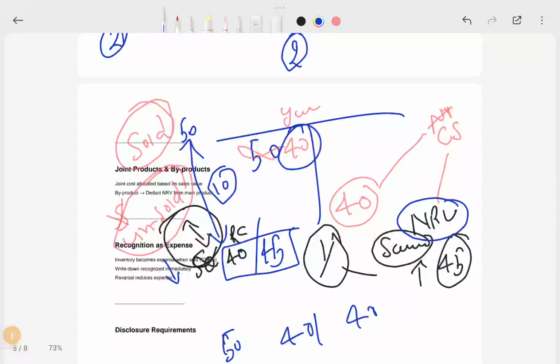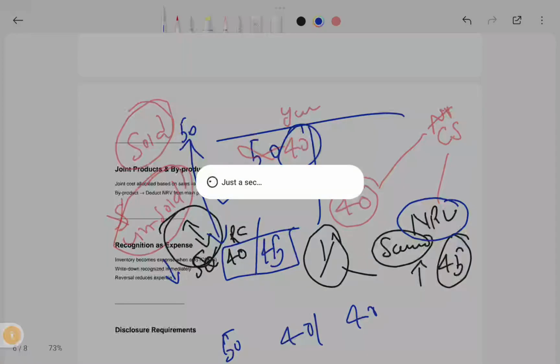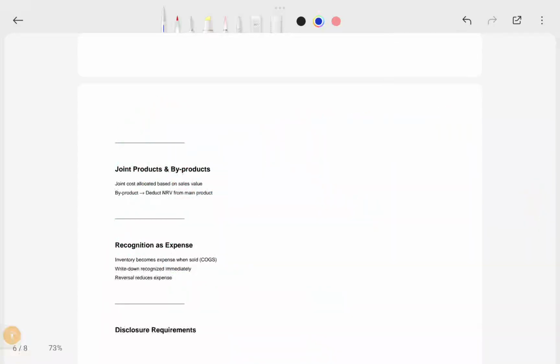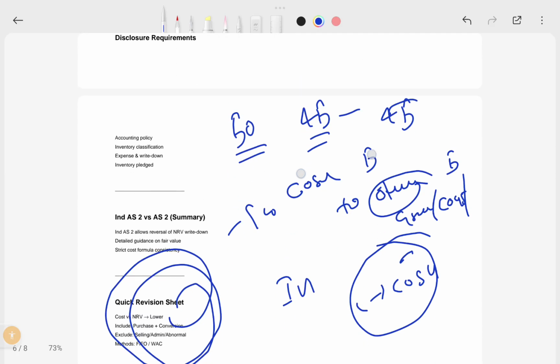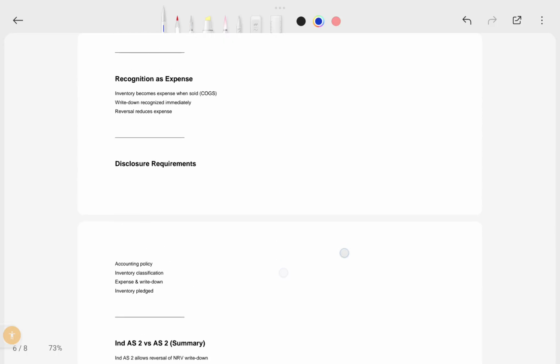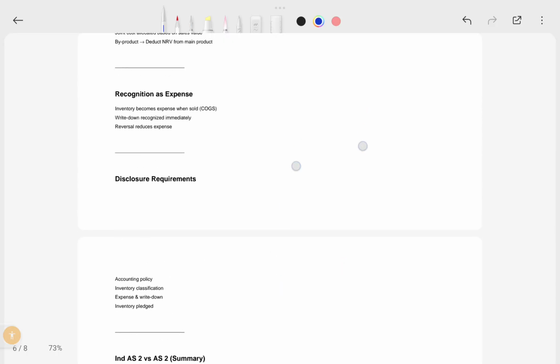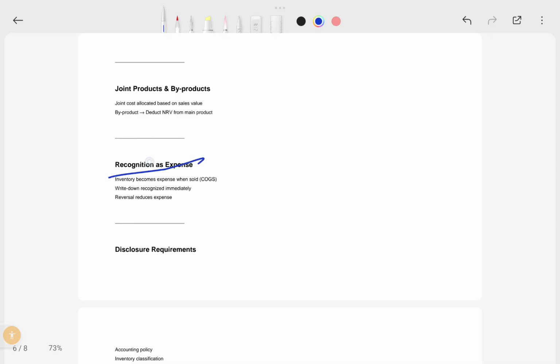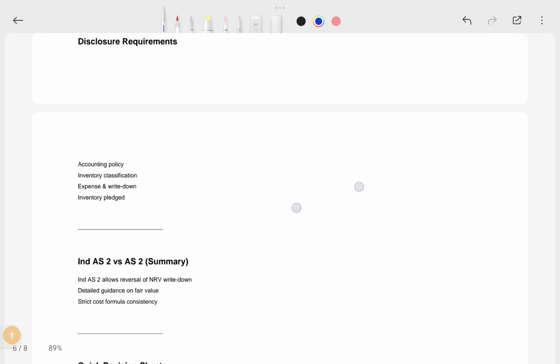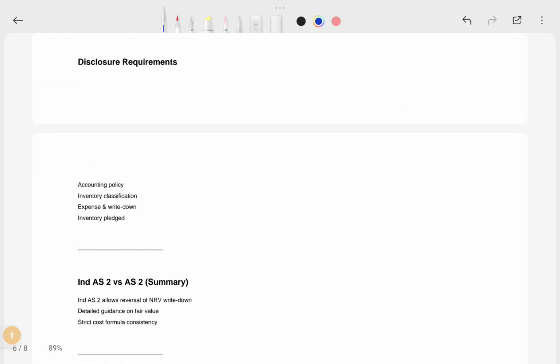This is how you have to see the NRV reversal while calculating problems in Ind AS 2. And there are also a few remaining small concepts. We will wrap it up today: disclosure requirements. We have completed these, the joint products and by-products. I will explain one problem after this class, while revising after some time.